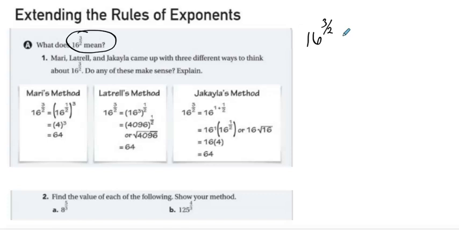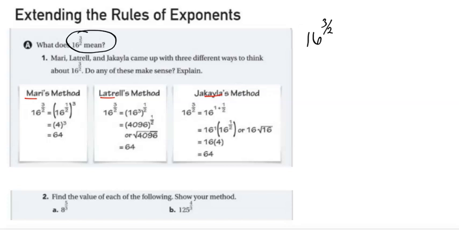So we have 3 halves. Alright, so what does that mean? Do I cube it? Do I square it? Do I do both? And I'm going to show you that we have 3 different methods here to doing this. Some methods are obviously easier than others. I think depending on the problem, which way is the easiest route will depend.